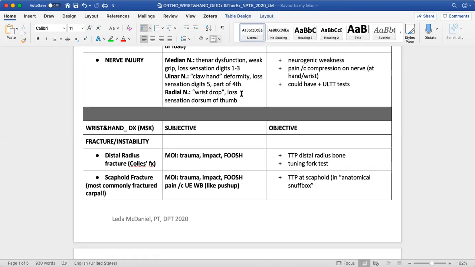And then radial nerve, we're thinking about posterior wrist and fingers. So those are going to be our wrist extensors, finger extensors, thumb extensors.